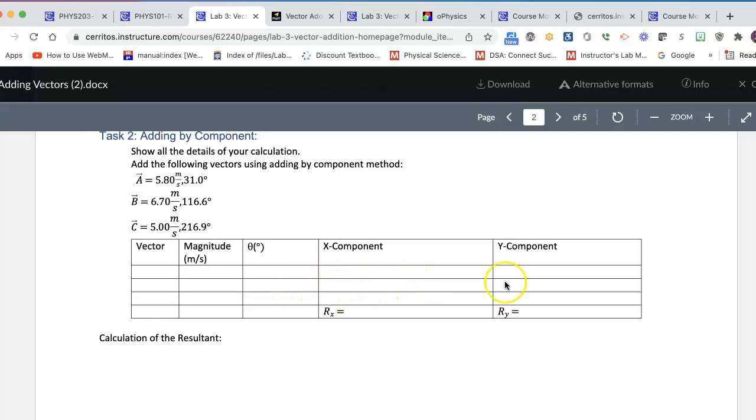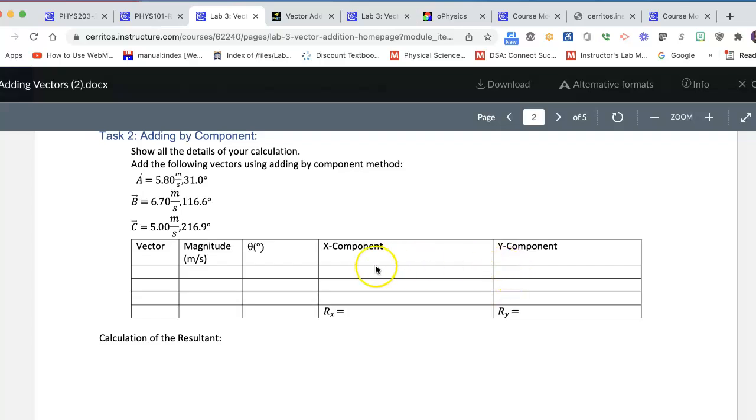You're going to find the x component, the y component, and here also for C, you are going to find what's the magnitude, what's the angle, and then you are going to say here the x component is C cosine theta and the y component is C sine theta.